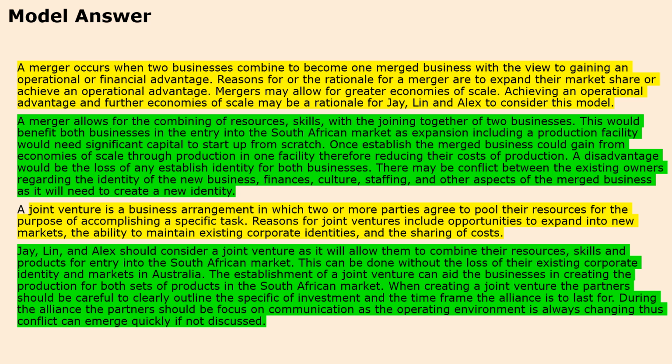You can see the yellow is the outline, the rationale part, and the green is the discussion. So basically, the outlining of the rationale comes straight from the PowerPoint and straight from your notes. So the merger. What are the benefits of the merger? Well, again, straight from the theory, but linked into the actual business. The obvious advantage is economies of scale: with 2 businesses combining, you can potentially gain from economies of scale in that facility in the South African market, therefore reducing your costs of production.